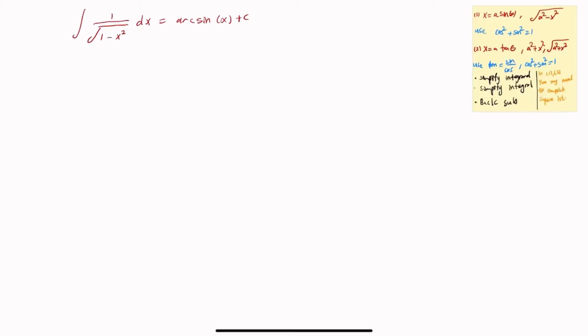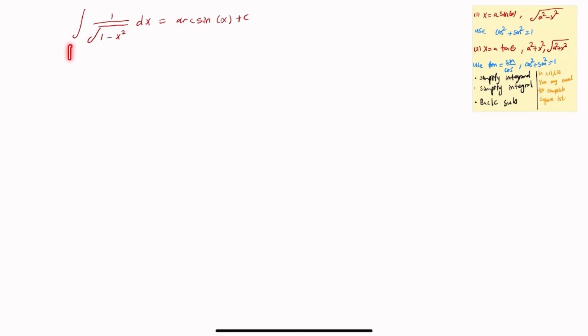We want to know why the integral of 1 over square root of 1 minus x squared dx equals the arcsine of x plus c. Or we can think about this backward: why is the derivative of arcsine of x equal to 1 over square root of 1 minus x squared?